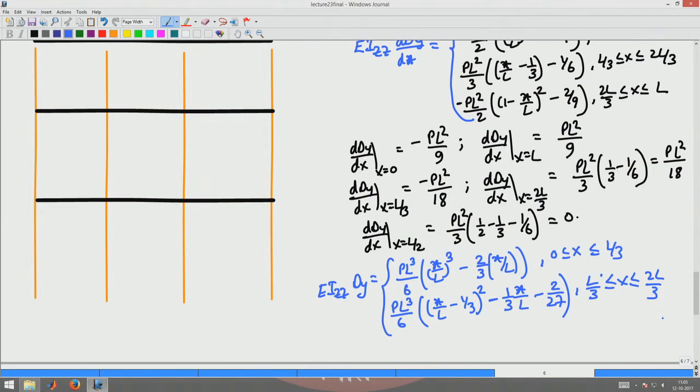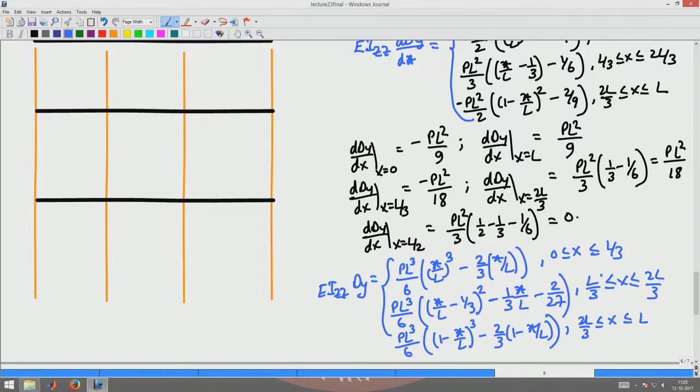Okay. And the final equation would be PL cube by 6 into ((1 minus x by L) the whole cube minus 2 by 3 into (1 minus x by L)) for 2L by 3 less than or equal to x less than or equal to L.